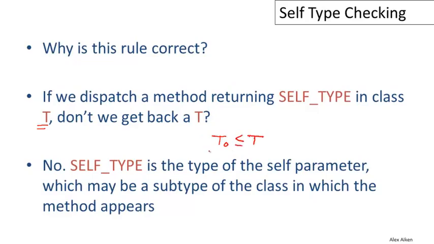So we use the static dispatch to reach a method definition that's hidden potentially by overridden methods in the subclasses. But that doesn't change the type of the self parameter. The self parameter still has type T0, even though we're running a method in a superclass of T0.